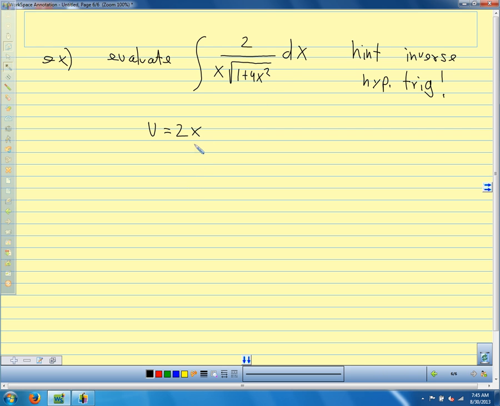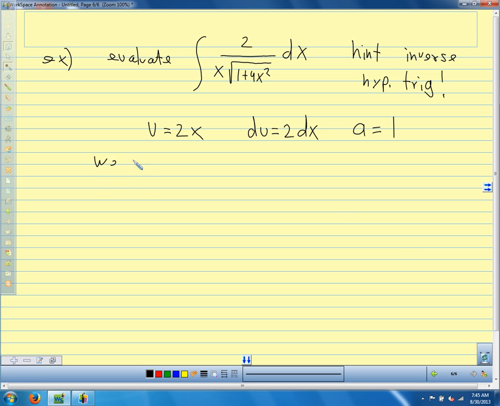U equals 2x, so du equals 2dx, and a here equals, in our formula, what is it? 1. A equals 1. So then I'm just going to plug into the formula.